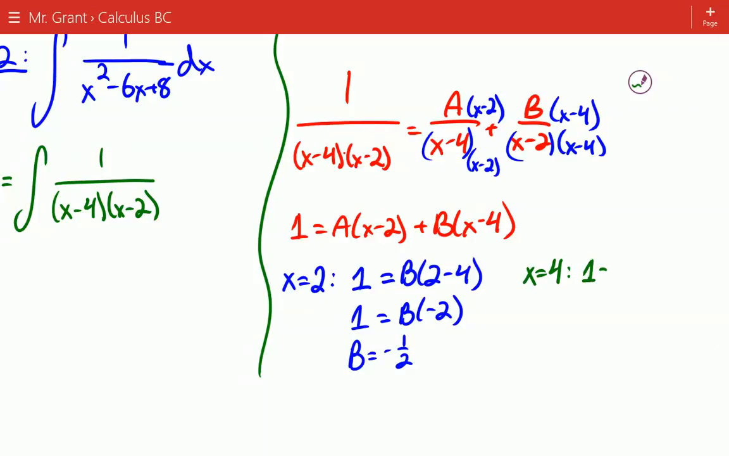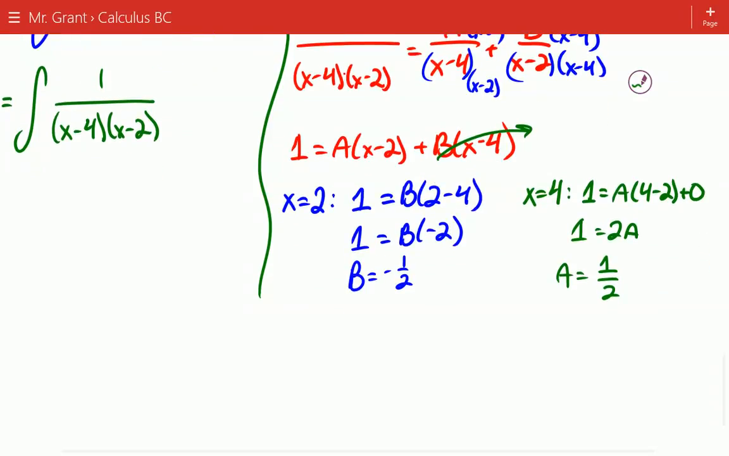Dealing with the second one, let's start over and choose x equals 4. That tells us that 1 is equal to a times 4 minus 2 plus 0 at the end. That b term will cancel out. So we get 1 equals 2a, and in a similar vein, we find a is positive 1/2. Alright, well, let's see what that does for us. Maybe before I tackle the integral, we'll see if we can simplify this, but it doesn't really matter.